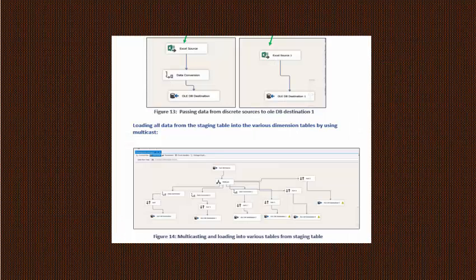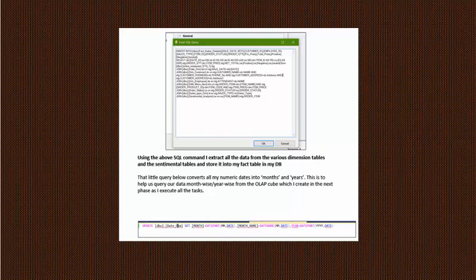After that, I pass my data from discrete sources to the OLE DB destination and load all the data from the staging table into the various dimension tables by using a multicast, loading into various tables from the staging table here. Using this SQL command, I also extracted all the data from the various dimension tables and the sentimental tables and stored it into my fact tables of my data warehouse.